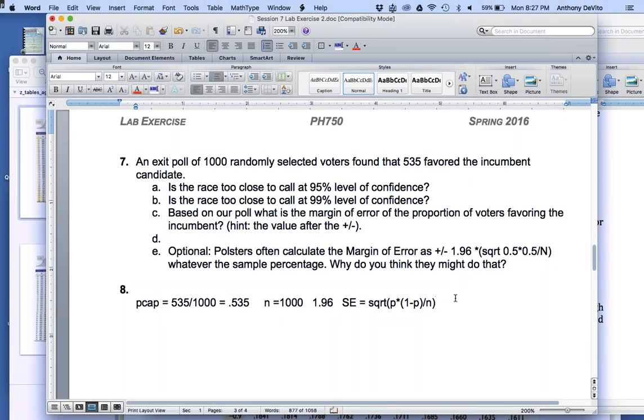Okay, so what is that equal to in this case? That's equal to 0.535 times 0.465, right? Is that 1 minus P? Yes. Do I have that right? 65, 30, that's right. Divided by the sample size, which is 1,000. And now I have to take the square root of this whole thing.